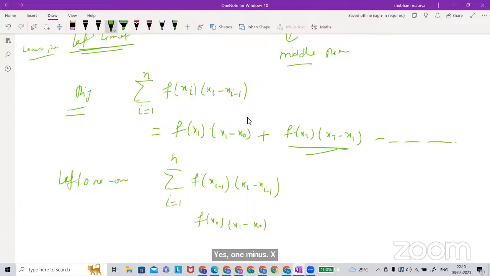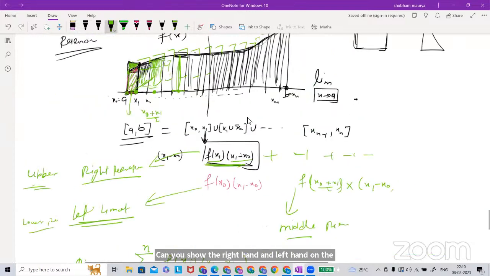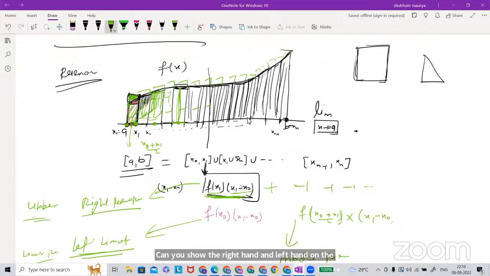Can you show the right hand and left hand on the graph, sir? So left one works for this one and right one is this one, as your left and right hand. We are only concerned about that interval, not the directions of the graph. Only in that interval, the left side and the right side. The width is the same; only the function value you take here or here.